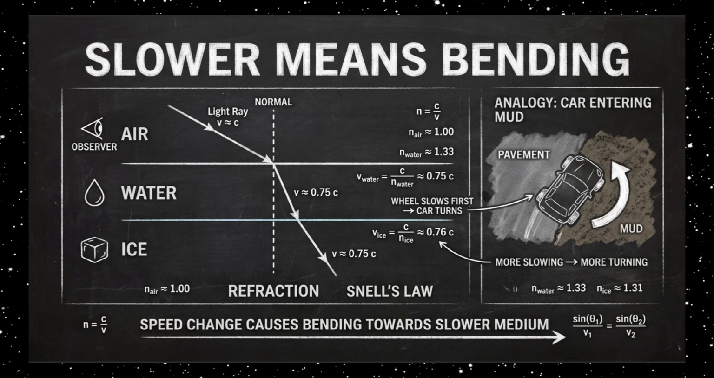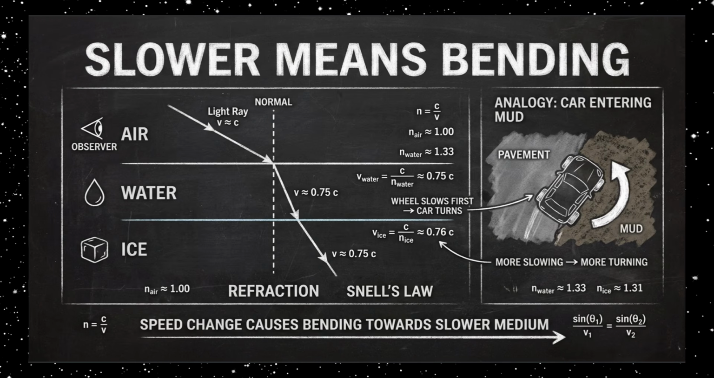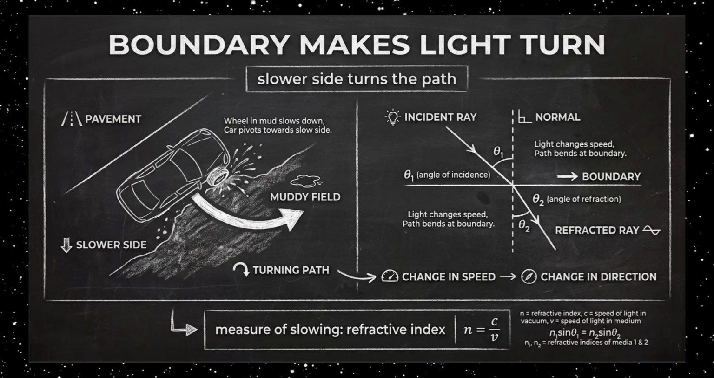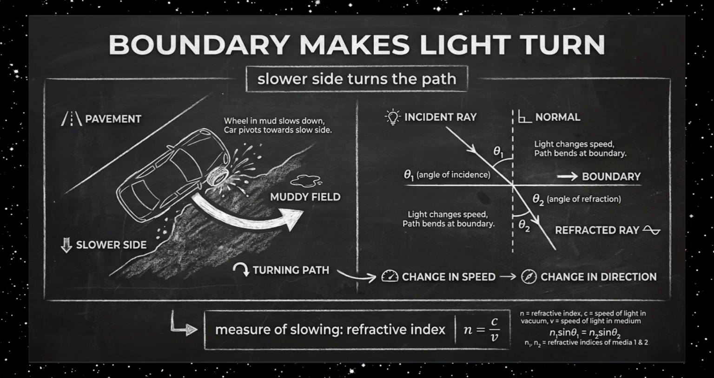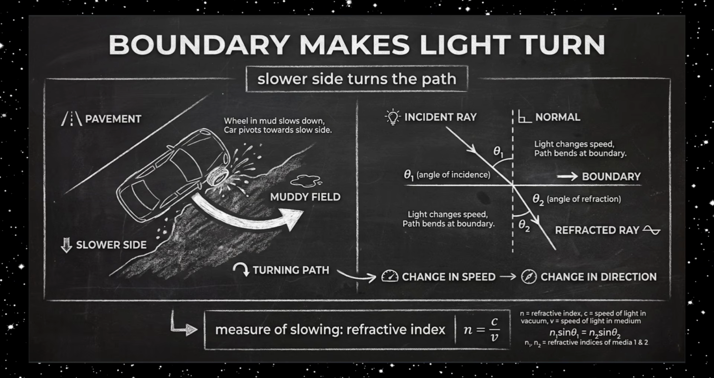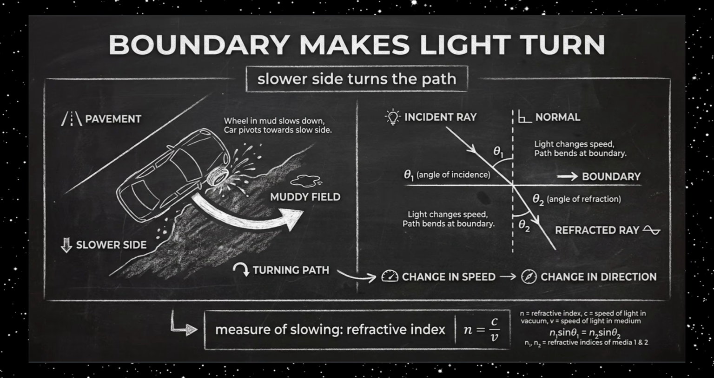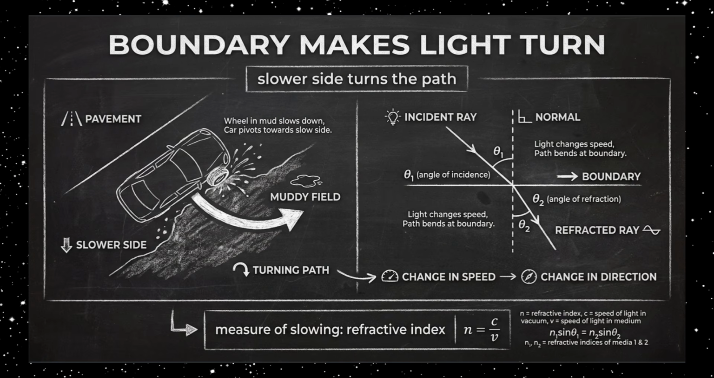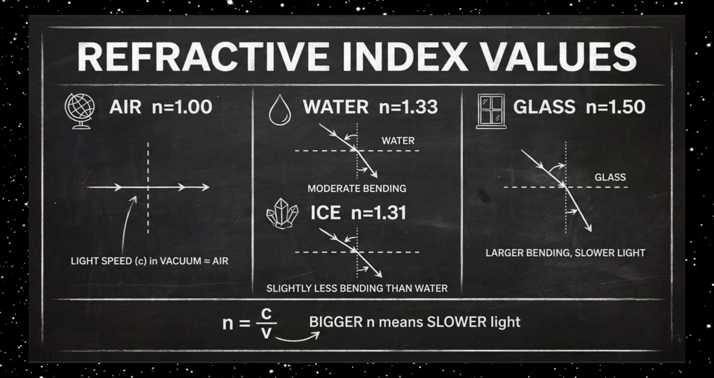When light slows down, going from one material into another, it bends. It is sort of like a car driving from a paved road onto a muddy field at an angle. One wheel hits the mud first. That wheel slows down, the other wheel is still going fast on the pavement, and the car turns. Light does the same thing at a boundary. It turns.